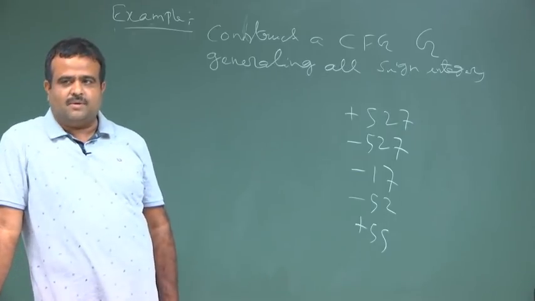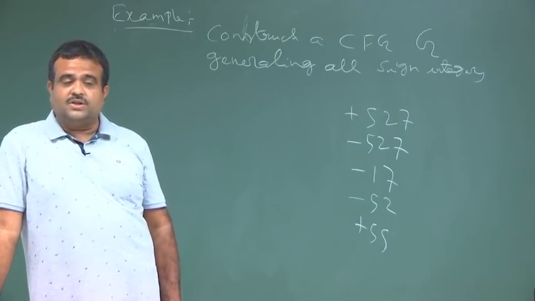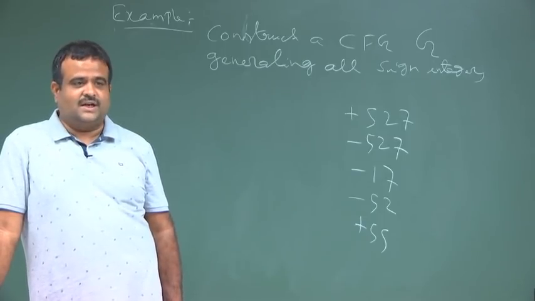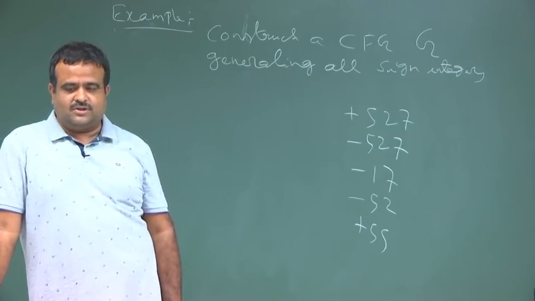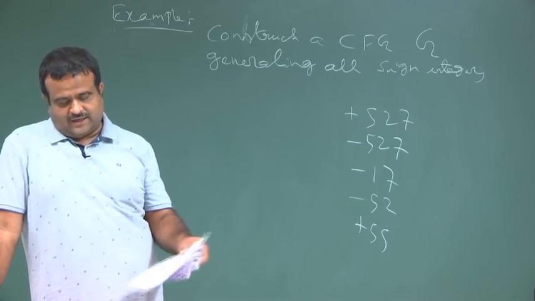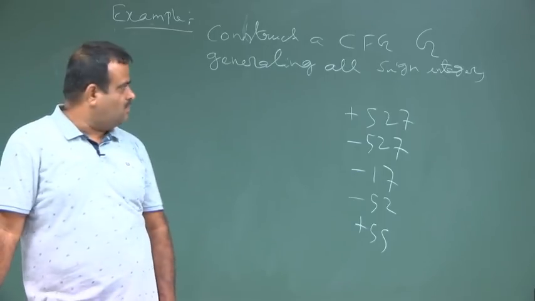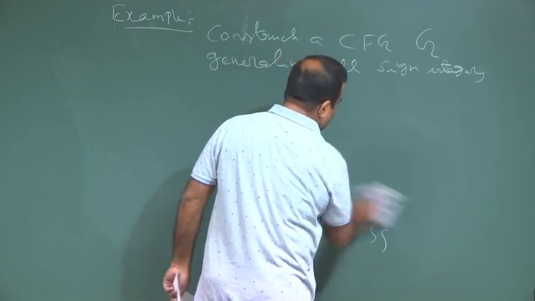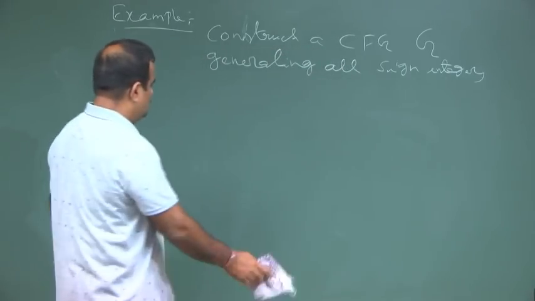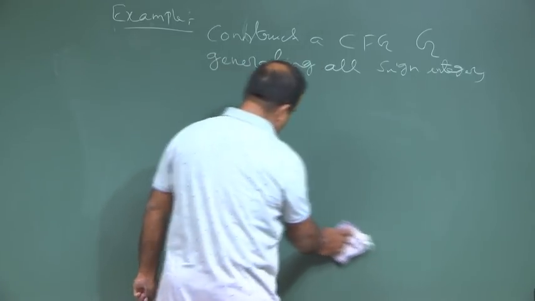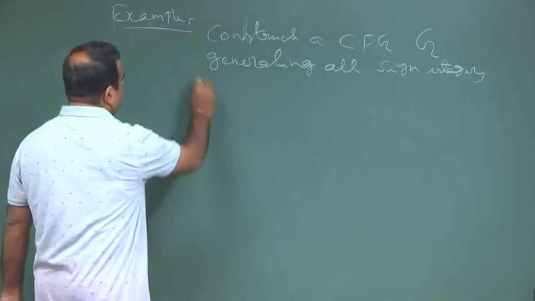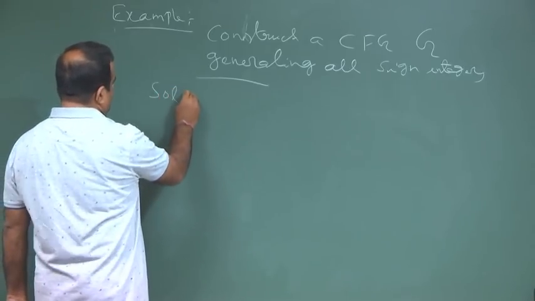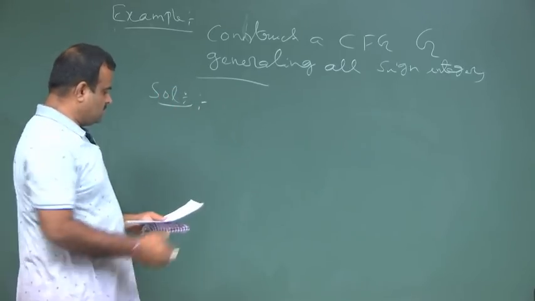We want to have a grammar whose language can generate this type of integers. I mean the language can generate all the strings of this form. Okay, so how to generate that? So, you have to have rules. So, you have to have a grammar to do that. So, let us try to construct a grammar.